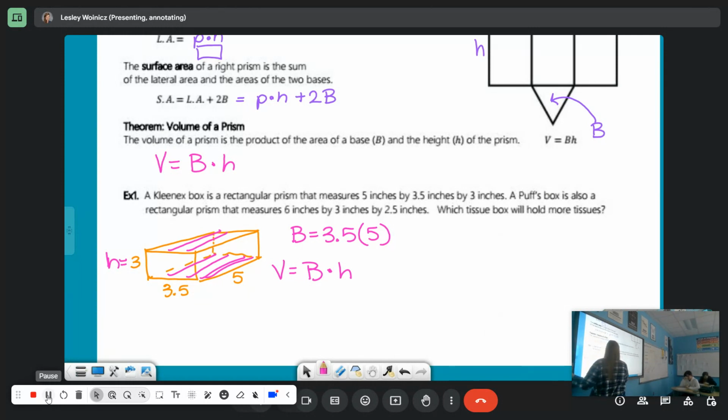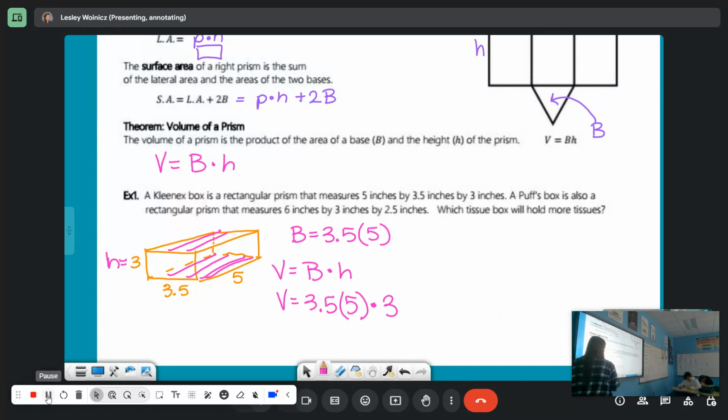So my volume has to be 3.5, oops, that looks like 3, times 5. 3.5 times 5 times my height of 3. Isn't that just length times width times height? So you can think of it either way. You can think of it as my big B times my height, or my length times width times height, right? That's the nice thing about a prism.